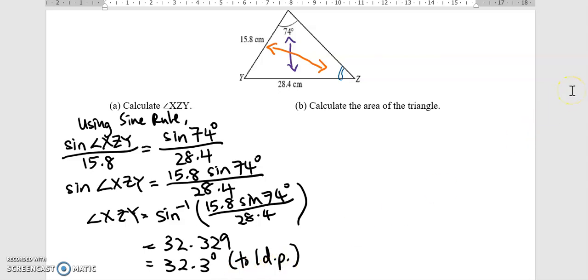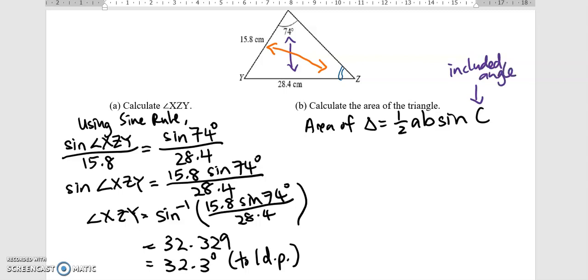Let's look at part B. Part B wants us to calculate the area of this triangle. Now we don't have a right angle triangle, so we don't have the perpendicular heights here. So I need to use my trigo formula to find area of triangle. A quick recap as well: our area of triangle is half AB sine C. Angle C has to be the included angle, the angle in between your two lengths A and B. In this case, I know two of the lengths, 15.8, 28.4.